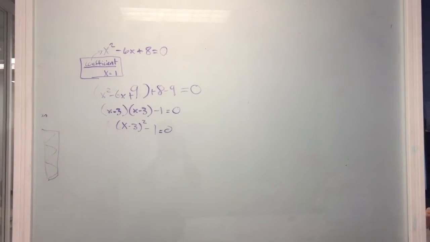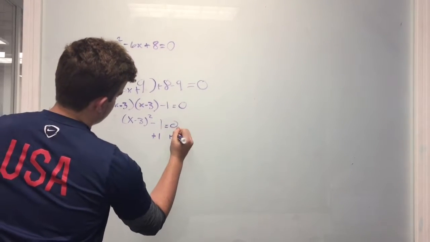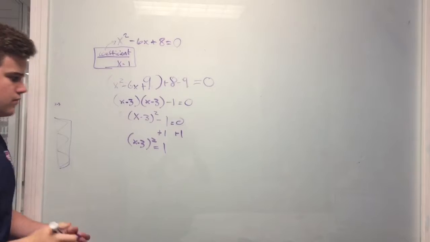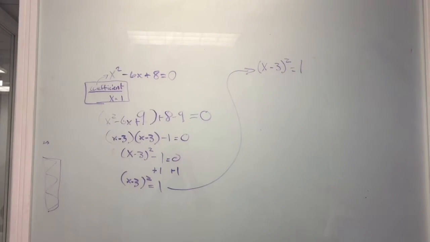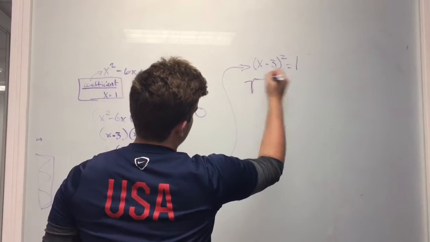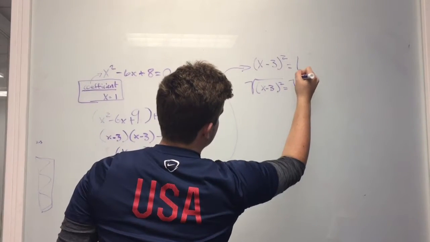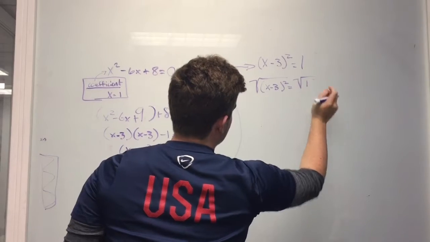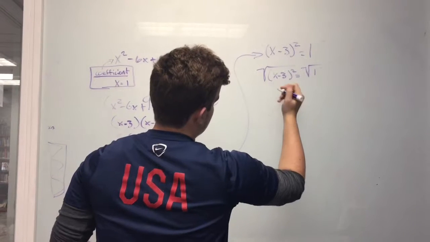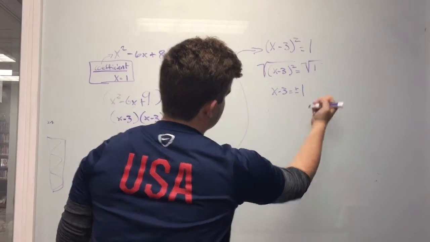Oh wait, no. The next step is to just add 1 to both sides as you would when you're simplifying an equation. So plus 1 to both sides equals x minus 3 squared equals 1. So now the goal is to get this square away from the equation. So what we're going to do to cancel that out is square root both sides. And then what we wind up with is the equation of x minus 3 equals plus or minus 1.